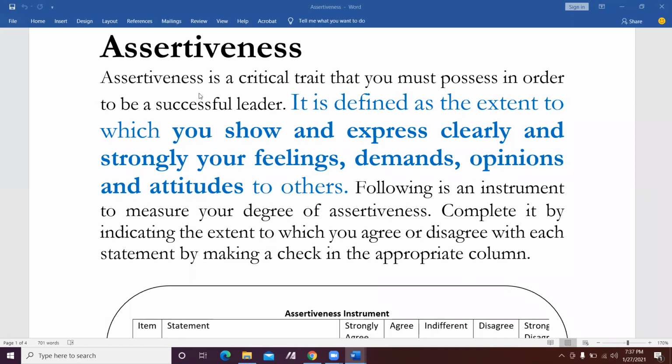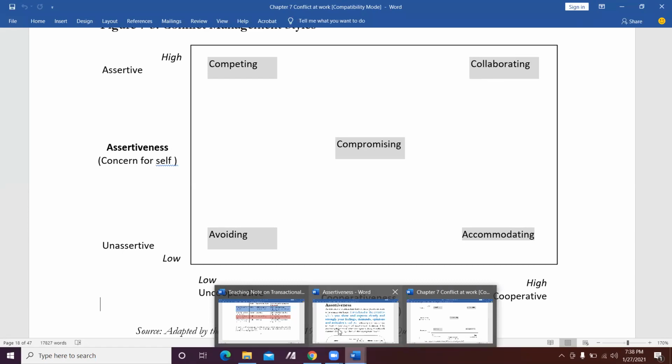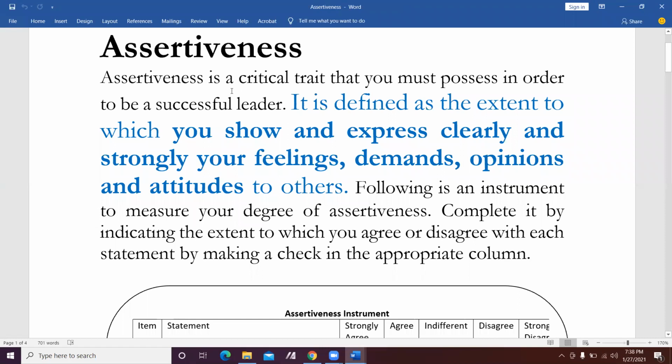Next part of today's lecture is on assertiveness. This is a very, very important skill that you should develop when it comes to interpersonal competencies. You may have heard about assertiveness, concern for self, from that famous Professor Thomas's theory on conflict management styles. But here we are going to learn more specifically, in the context of developing good relationships by avoiding conflicts.